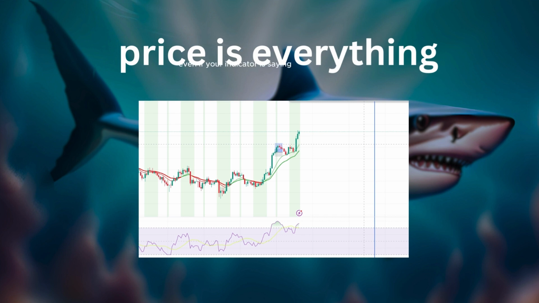Even if your indicator is saying that you have to buy now, you have to understand what price is telling you at this time. Looking at this chart, you can see here that the RSI is saying, oh, it's time to sell because it's above 70. But unfortunately, the price is not respecting it. Price is still going higher, even if it is above 70. Understand that price is everything. It doesn't matter what you hear or what you see outside. Always keep in mind that price is everything.